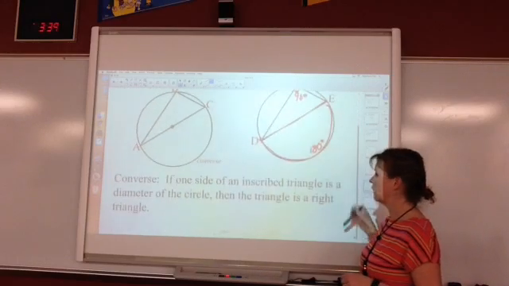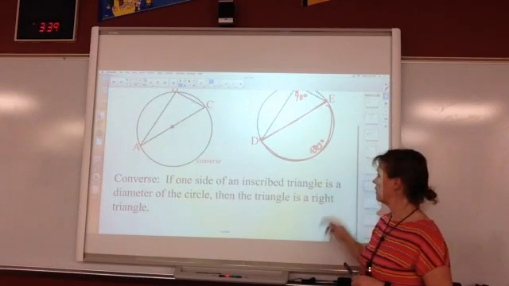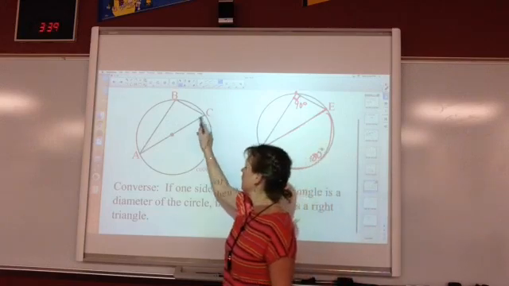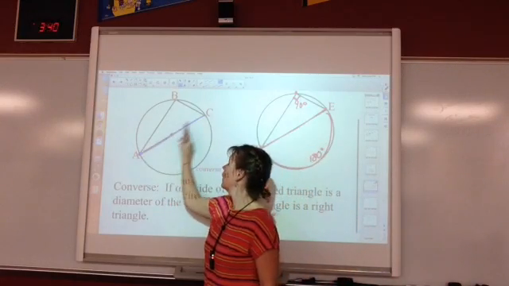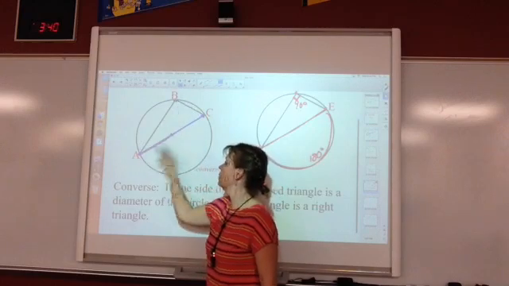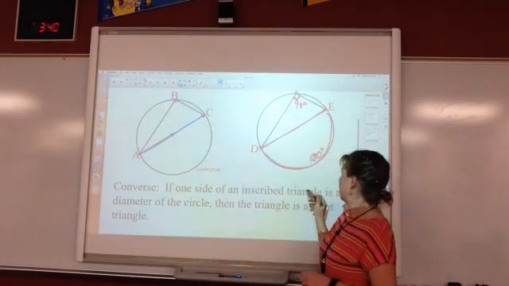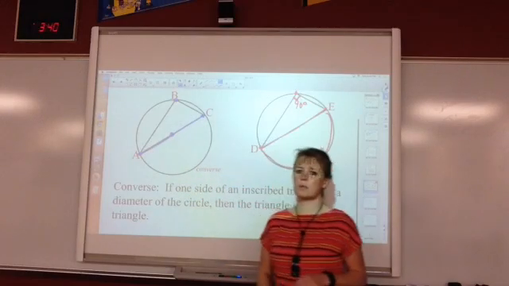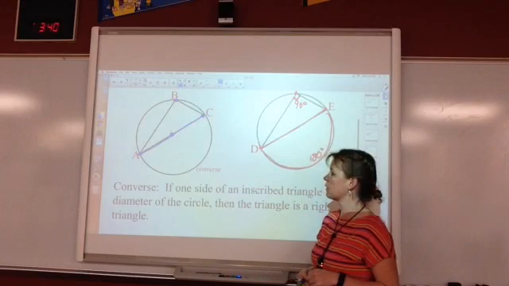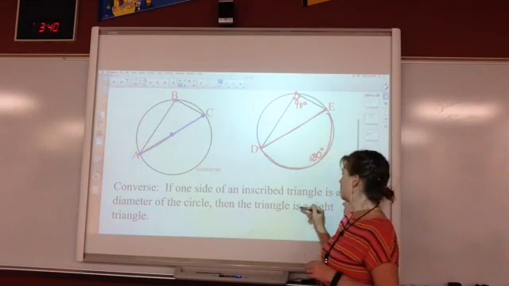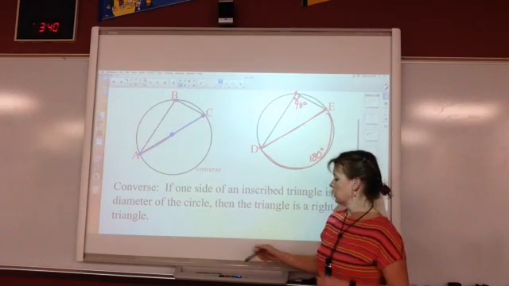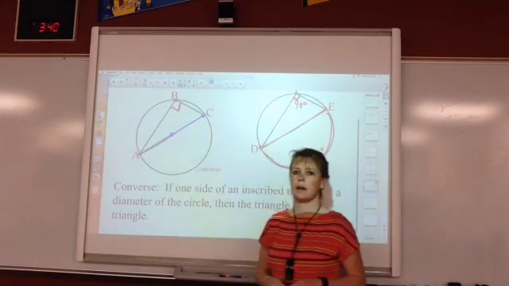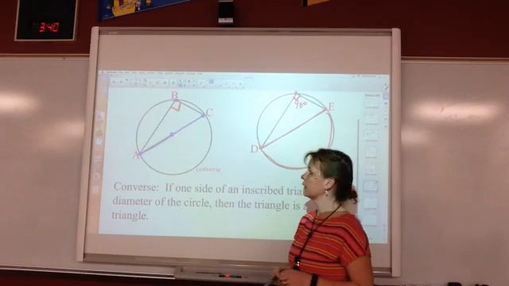Converse of that. If one side of an inscribed triangle is the diameter of the circle, if one side of an inscribed triangle, all three vertices have to be touching the circle, is a diameter of the circle, we know that it's a diameter because it shows that it goes through the center. It has to be the largest chord available. Then the triangle is a right triangle. So now we know that it's a 90-degree angle, and you have a right triangle.